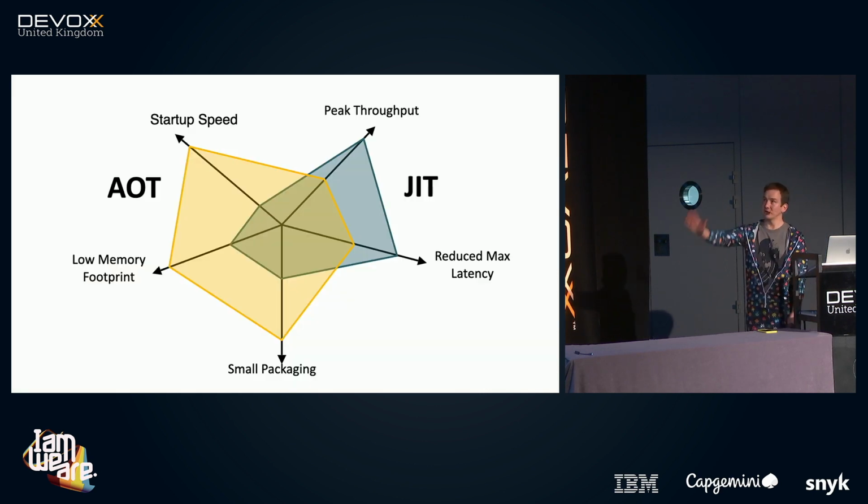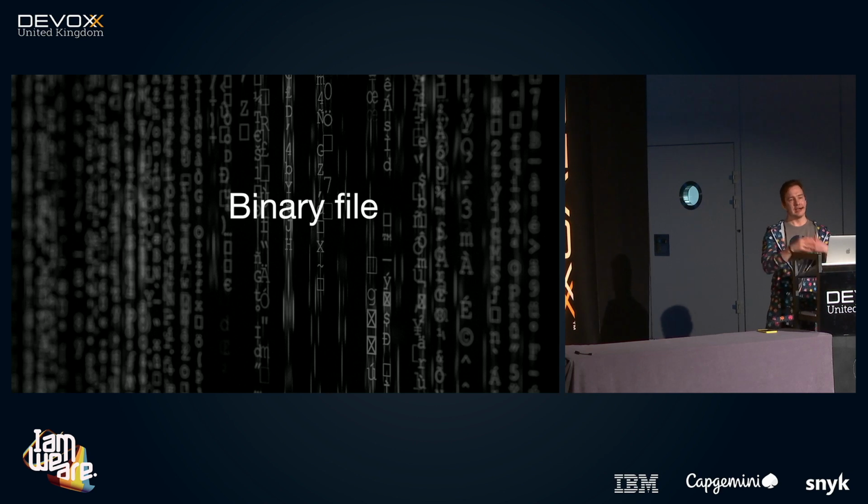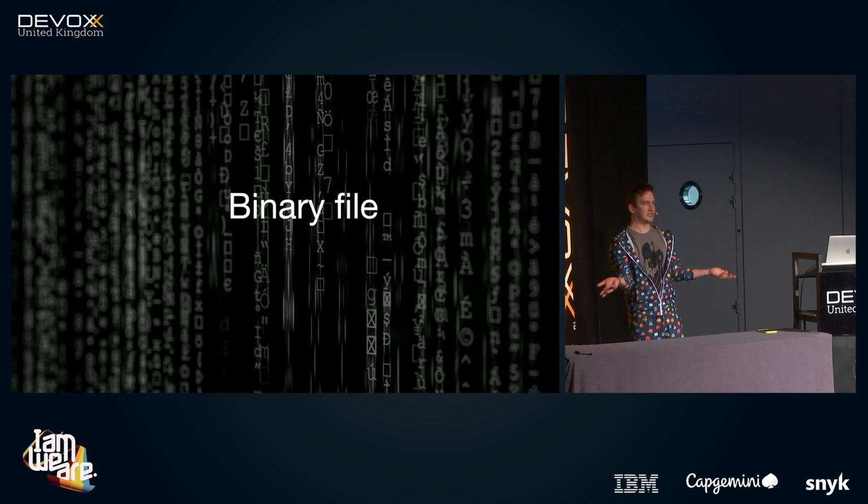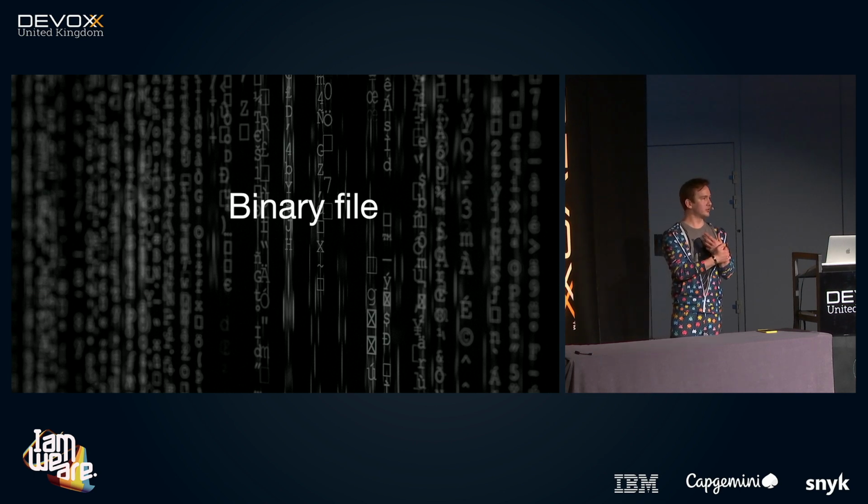Right. So we looked at how to optimize the startup speed, the memory footprint, packaging, peak throughput. Now, I have a few minutes left, and I want to talk to you about how you can use GraalVM in your deployment pipeline. So you have this binary file. What do you do with it?